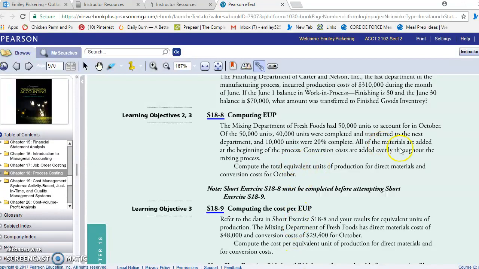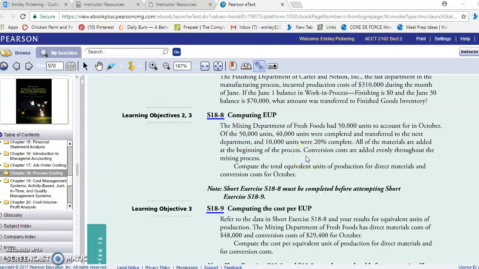So when we're looking at all the materials being added at the beginning of the process, think about it in terms of cost. We have 50,000 units, 40,000 of them are completely done, so we've incurred 40,000 units of cost. And of the 10,000 remaining, they're 20% complete, but all the materials have been added, so we've incurred all of the costs for the materials. So the equivalent units are going to be different. For the direct materials, it's going to be 50,000 units.